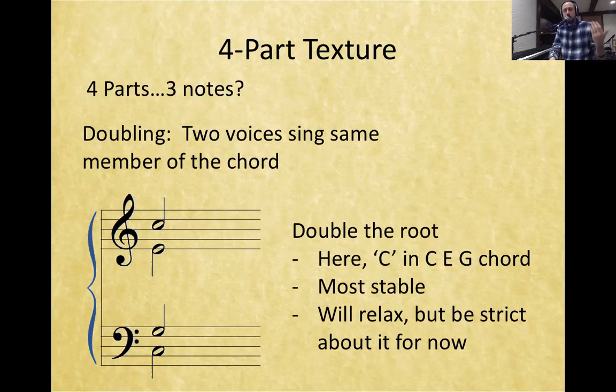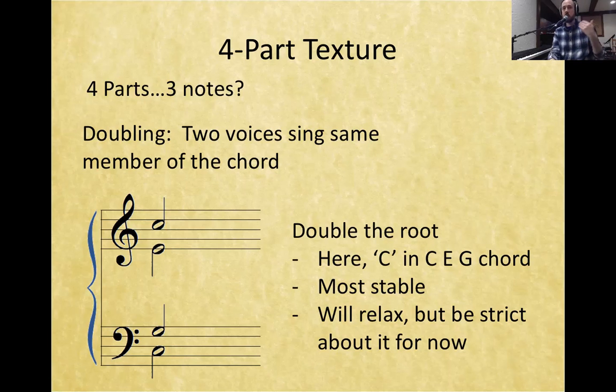This is pretty understandable why we would do it. The root of the chord is by far the most stable member of the chord. So if you're going to have 2 of anything, having the root being doubled makes the most sense. Down the line, we will certainly relax this concept, and doubling will become a lot more loose and open. But here, especially at the beginning, you really want to be strict about your doubling, because the doubling of the root is one of the core ideas that makes the technique that we're going to study work.